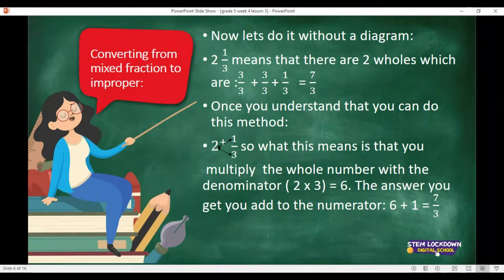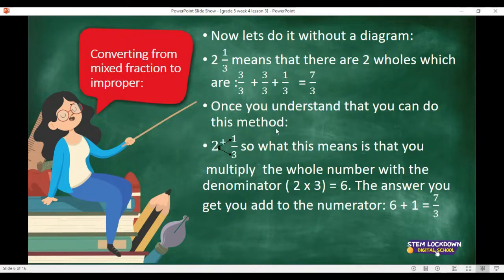So now we said yesterday that when we add these fractions, we only add the top part. So we only add the numerators. Then we're going to say 3 plus 3, which gives us 6, plus 1, it gives us 7/3.